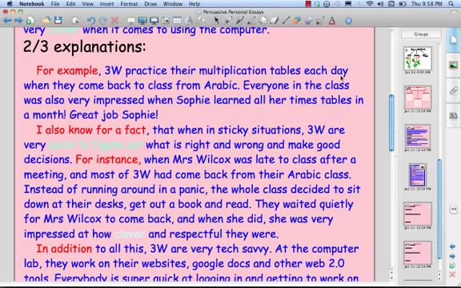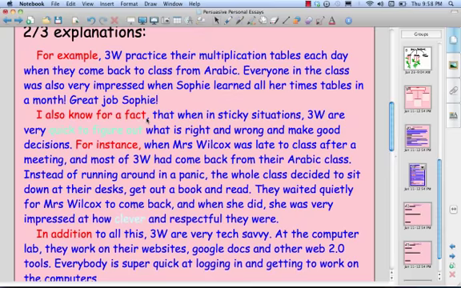3W practice their multiplication tables each day when they come back to class from Arabic. Everyone in the class was also very impressed when Sophie learned all her times tables in a month. Great job, Sophie. So I've included that little story to show people this is why I think that they are good at their multiplication tables. I also know for a fact, there's some more essay language there, that when in sticky situations, 3W are very quick to figure out. Now that is not just a word, but it's a phrase that also means that they are clever. Quick to figure out what is right and wrong and make good decisions. Now I'm going to go on to give you an example of that situation.